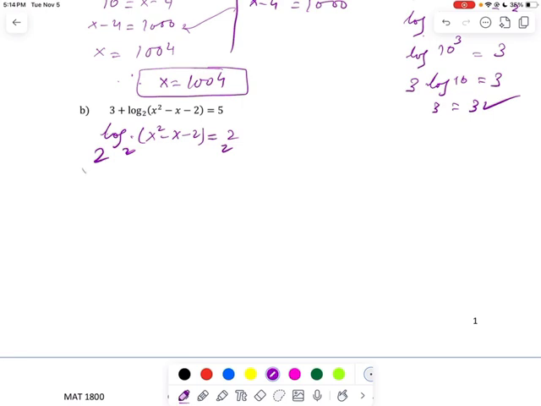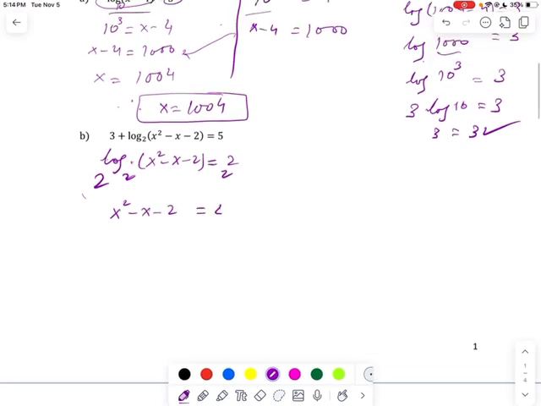So the left hand side will give you x squared minus x minus 2, and the right hand side gives you 2 squared, which is 4. If I did the exponential form, I'll get the same equation. So what do I do now? This is a quadratic equation, so we have to get everything on one side and get 0 on the other side.